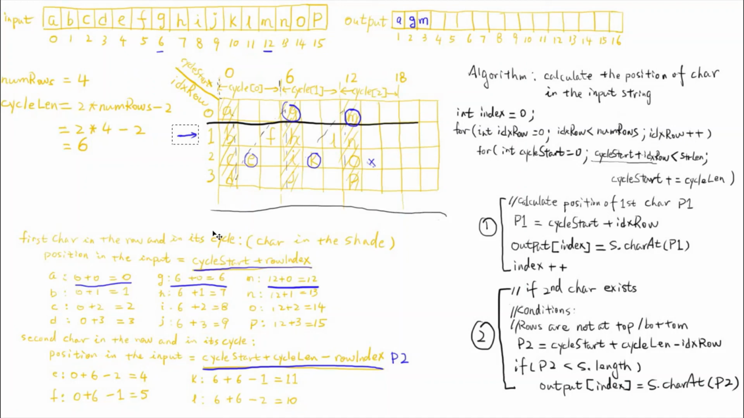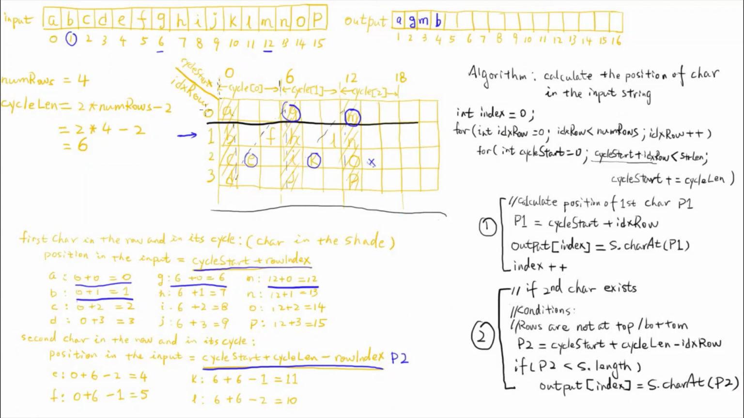At cycle start 0 and row 1, the position of the character in the input string will be 0 plus 1, equal to 1. And it's character B, so we put B here. Then we check if there is a second character in cycle 0 and row 1. So we check the three conditions.